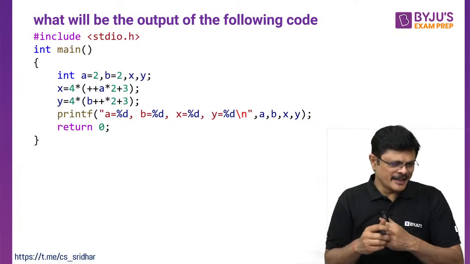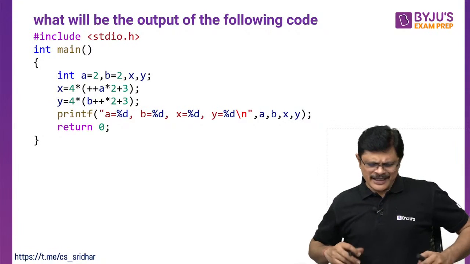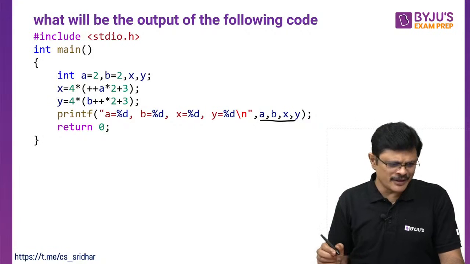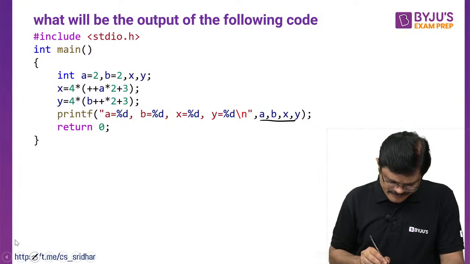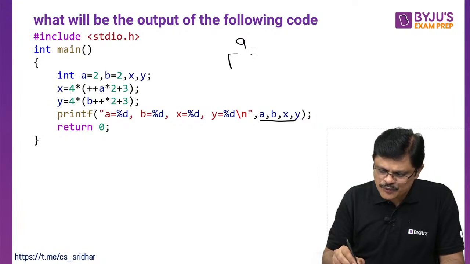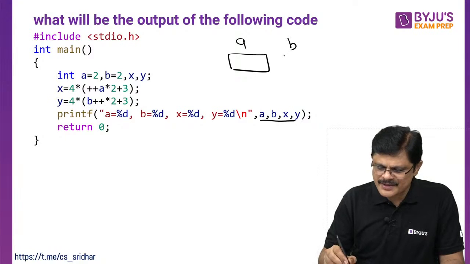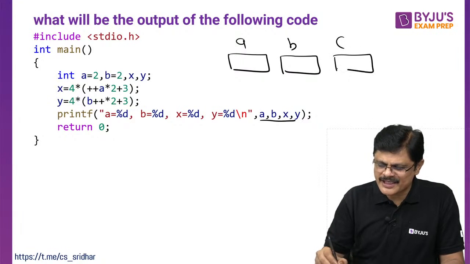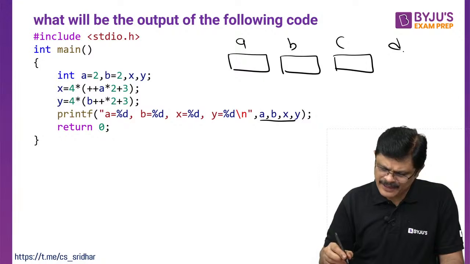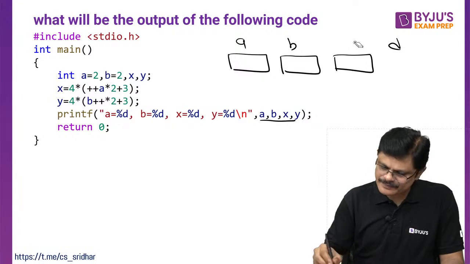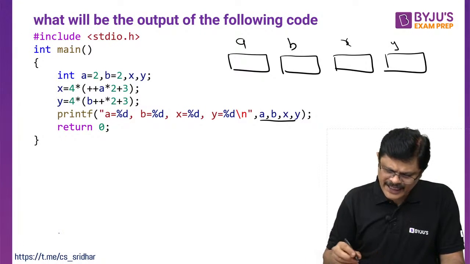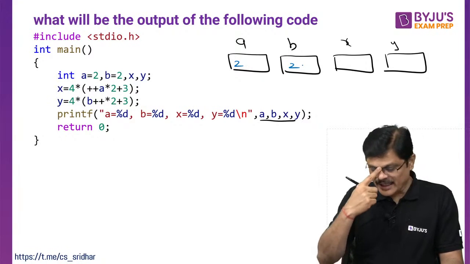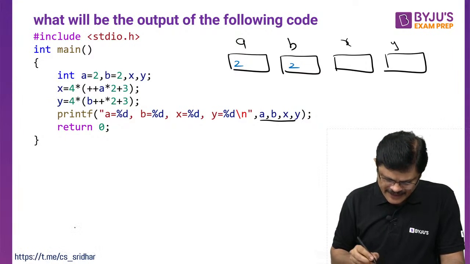Yeah, very good, Vengi. Ashprit says 28. Only one answer? Total we print 4 values. Let us see. So A box is 2, B box, then memory boxes X and Y. Originally only A and B are filled, X and Y are garbage. Now the values of X and Y are calculated, sir.